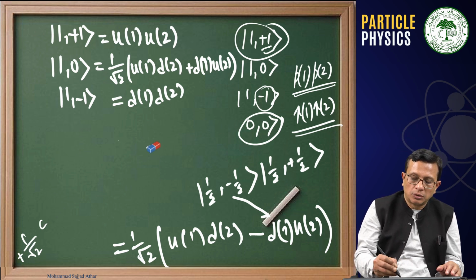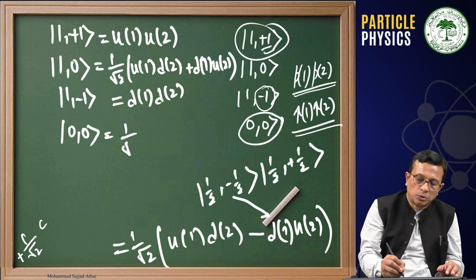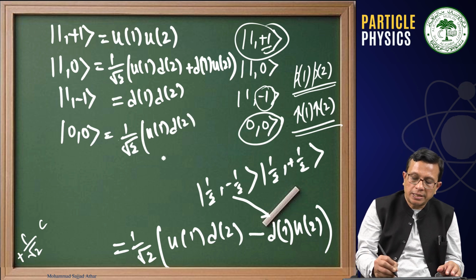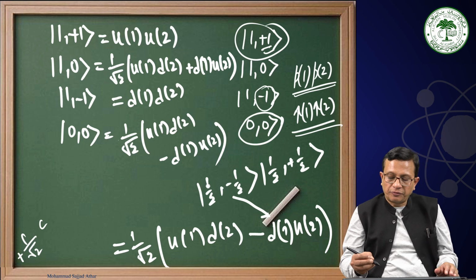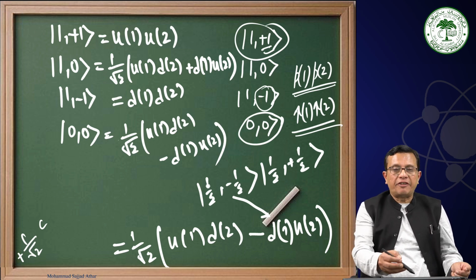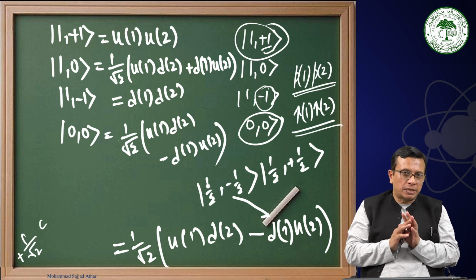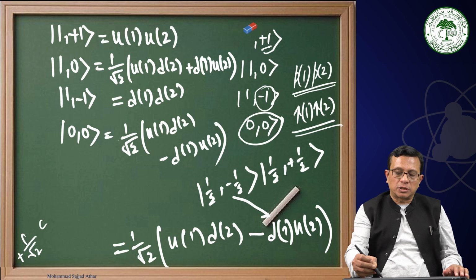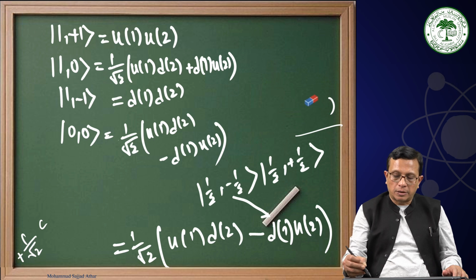for the fourth case 0 0, you have 1 by root 2 u1 d2 minus d1 u2. Therefore, the important point is that if from two objects I want to get an isotopic spin state 1, there are three possible projections, and then for isotopic spin state 0 there is only one projection.